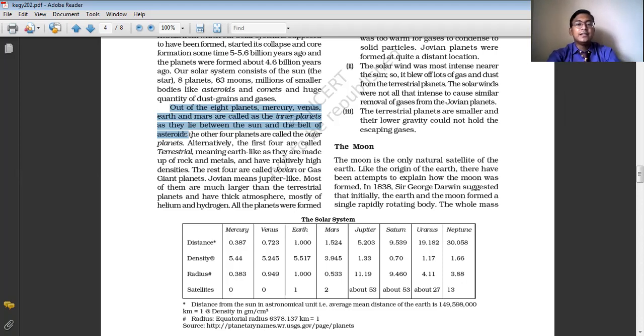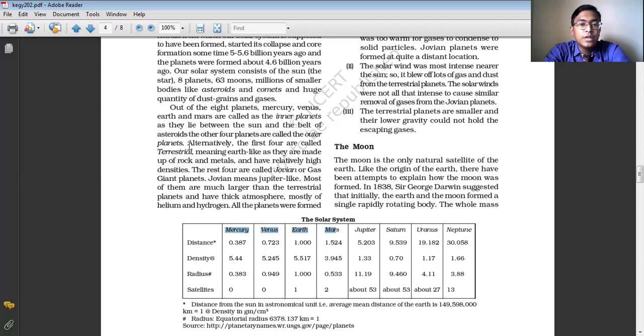And the other four planets, that is Jupiter, Saturn, Uranus, and Neptune, are known as the outer planets. Why? They lie beyond the belt of asteroids. Jupiter, Saturn, Uranus, and Neptune are known as the outer planets because they lie beyond the belt of the asteroids.